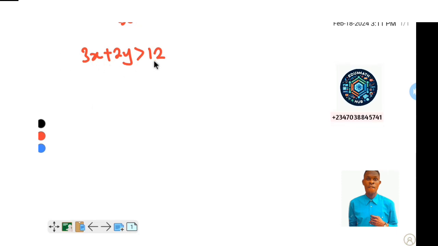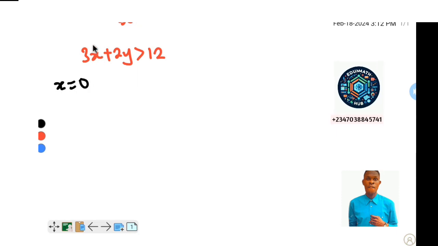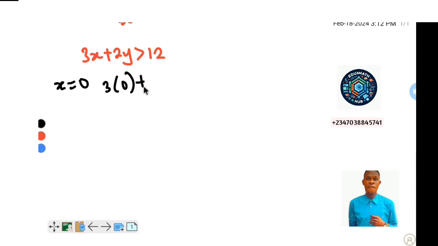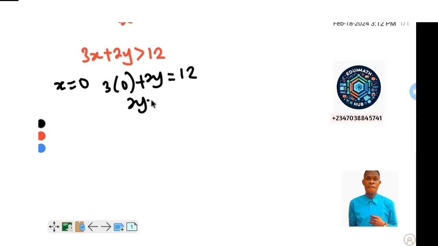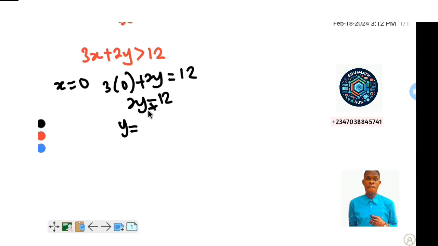So you want to graph this inequality. The first thing to do is to sketch this equation. You need 2 points, when x is 0 and when y is 0. Let's say when x is 0, so you put 0 here. So you have 3 into 0 plus 2y. You can change this sign to equals 12. This will give you 0, so you have 2y equals 12. So from here, y equals 12 divided by 2. That will give you 6.